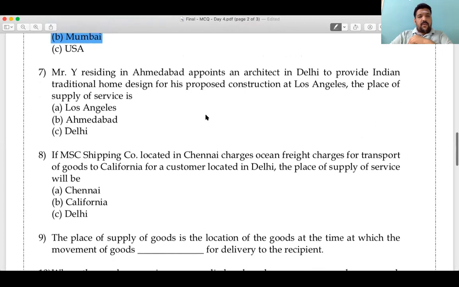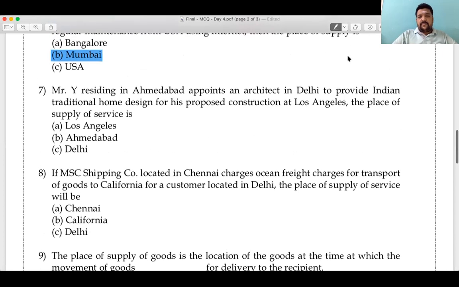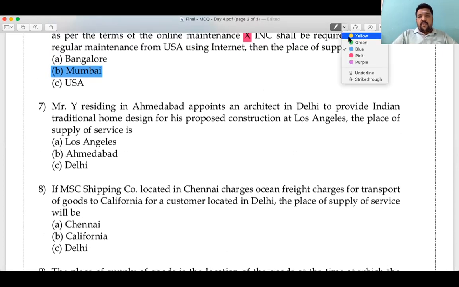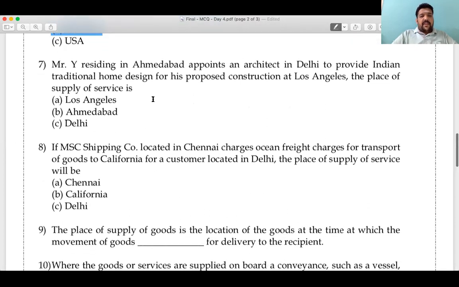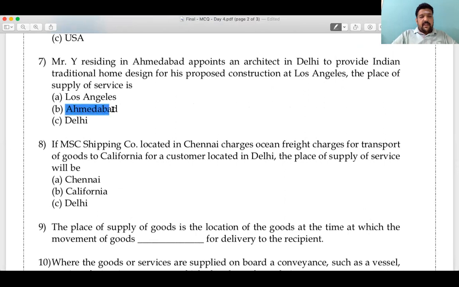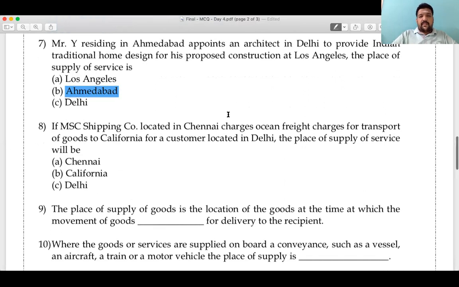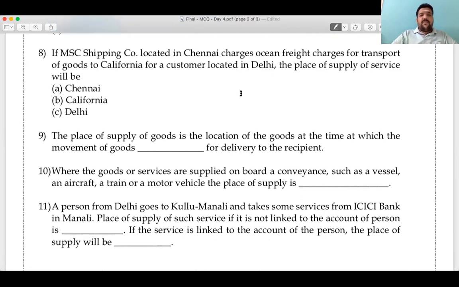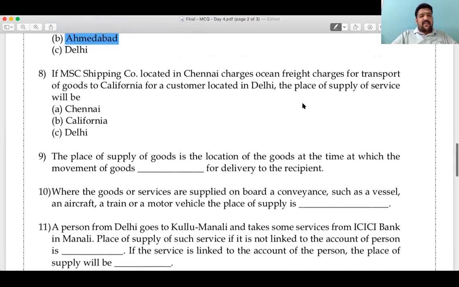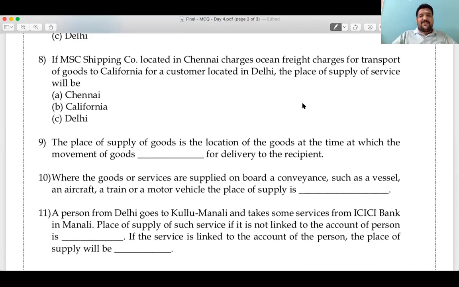So for your question number 7, the answer would be the place where the recipient is located, Ahmedabad. Okay, all four of you got it by choice or chance. If you are feeling it, you can text me so that I'll get it. This is one of your standard exam questions. Let me repeat, it's a clear standard exam question.